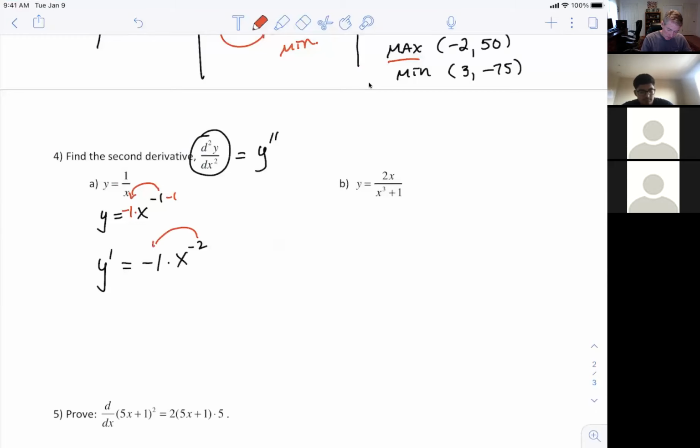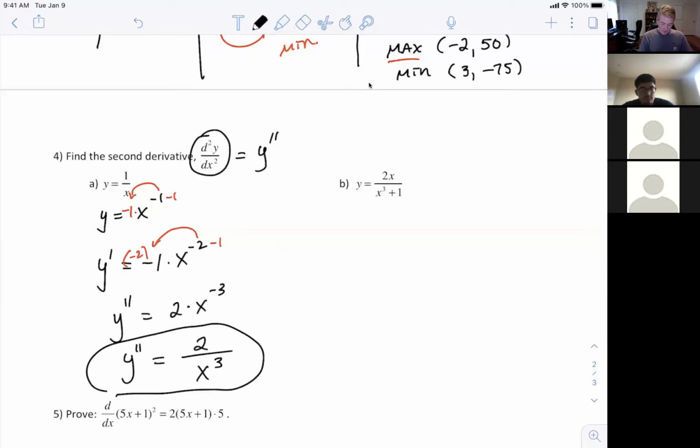So now take the negative 2, bring it in front and multiply, and subtract 1 from its exponent. So y double prime will be a negative 2 times a negative 1, so that's just 2, and then x to the negative 3. And now that I'm done taking the derivative, don't leave any negative exponents, so just rewrite the x to the negative 3. So the final answer is 2 over x to the 3.